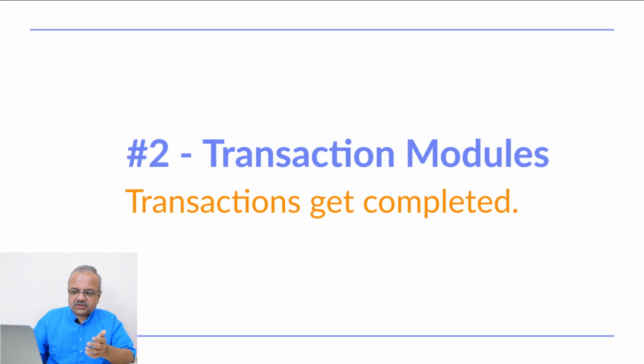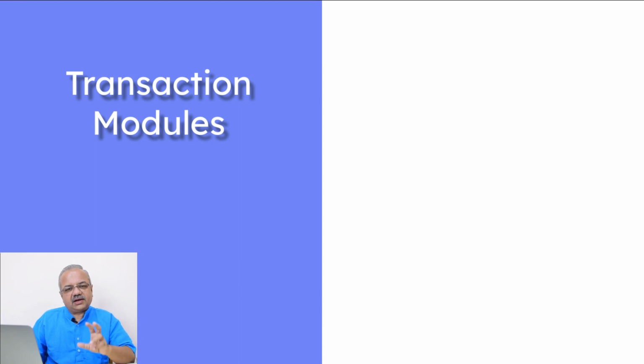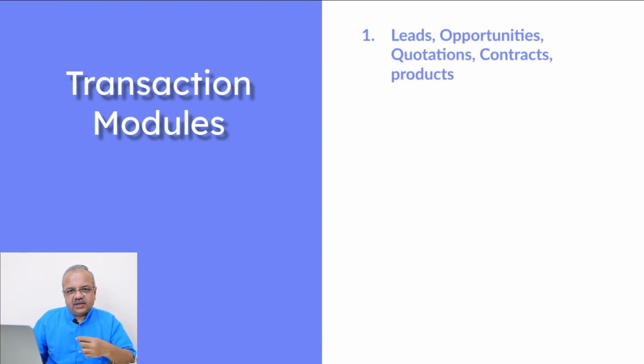Let's understand the transactions. The characteristic of a transaction is that it has a start, an end, and there can be more than one outcome. This is the speciality, that there is more than one outcome. What all is there in the transactions module? Let us see. Firstly, your sales transactions: leads, opportunities, quotations, contracts, and products, meaning the items that you sell to others. All these come under transactions.